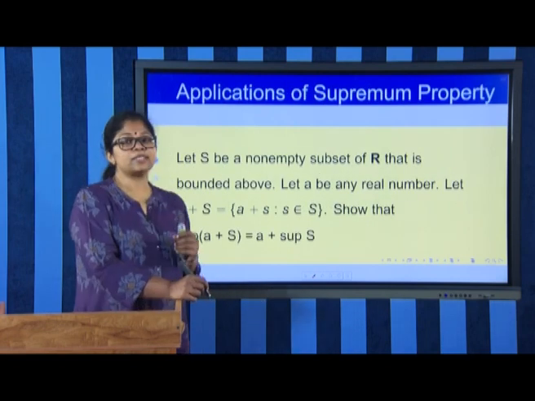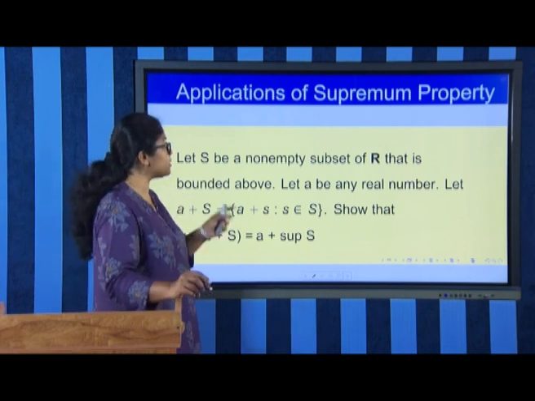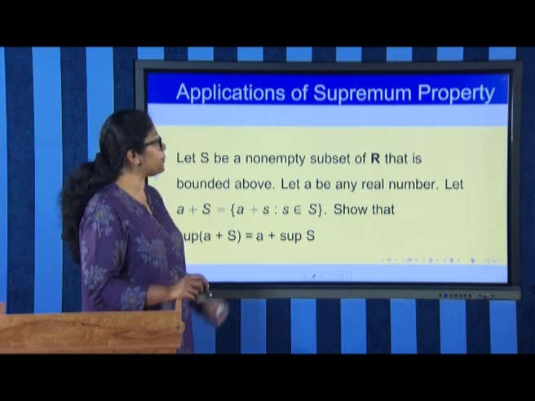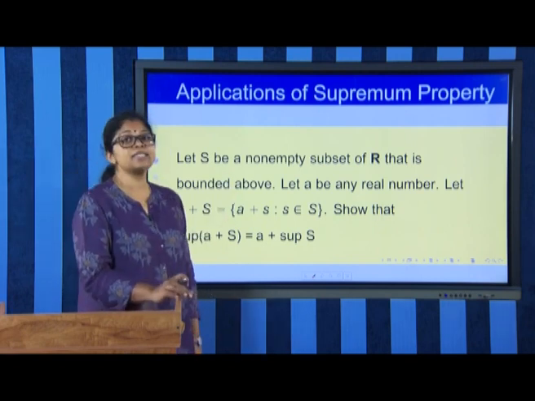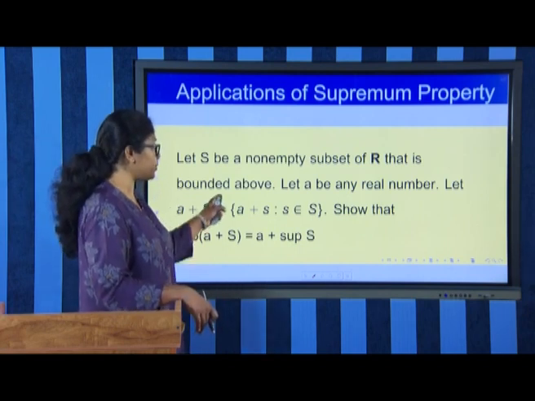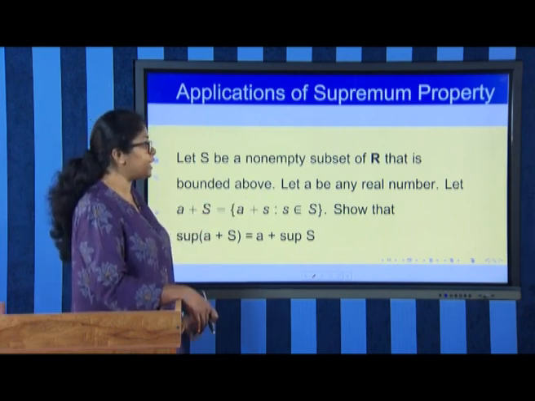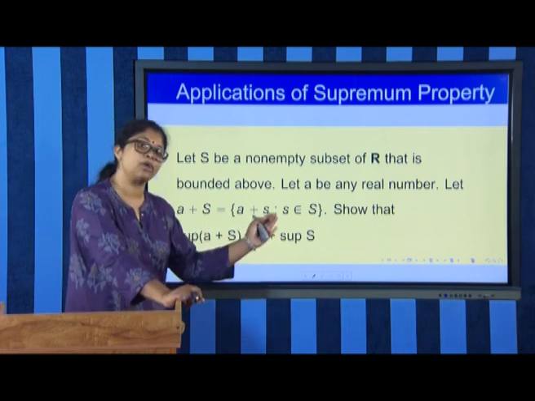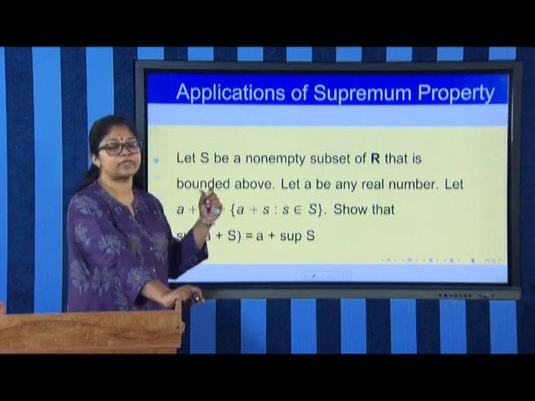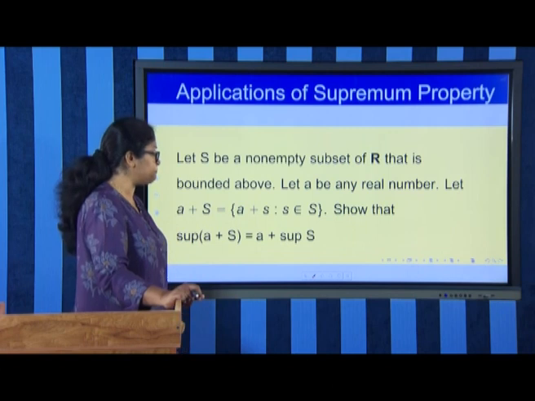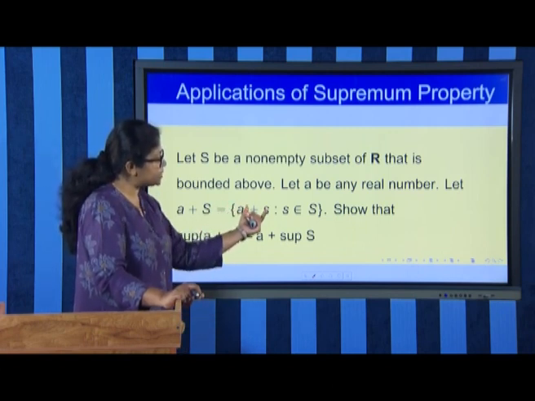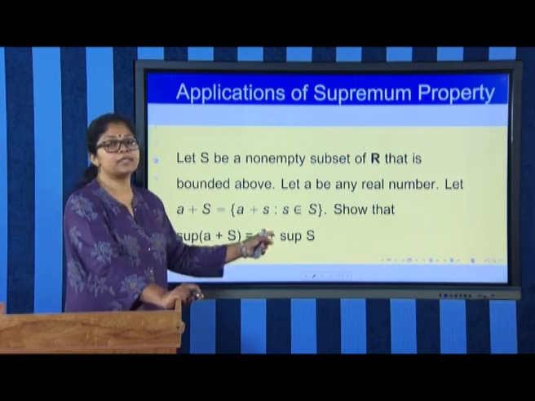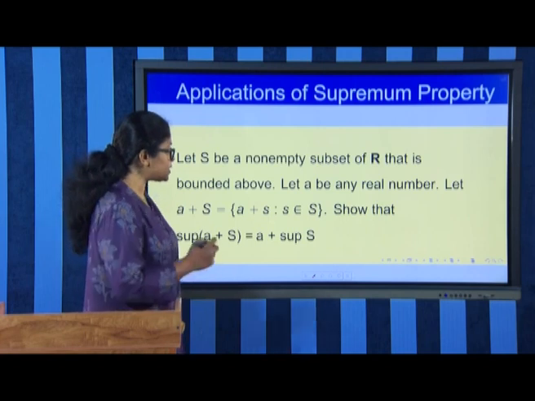Now, using this supremum property, we can derive some results, some applications of the supremum property. The first application is: if S is a non-empty subset of R that is bounded above, and if A is any real number, then A + S, which is called the translation operation, that means every element of the set is added with the number A, A + s where s belongs to S, has the supremum A + sup S. So, let us see the proof of this.